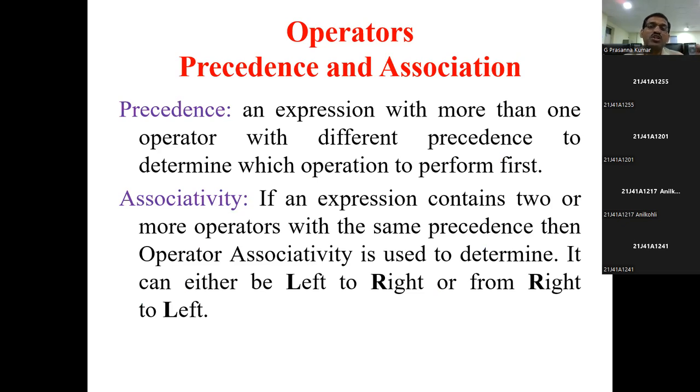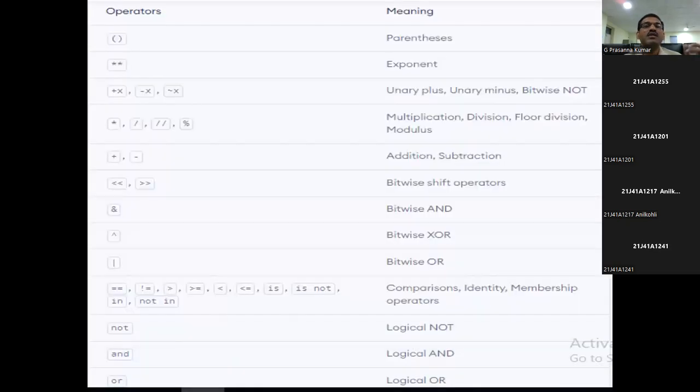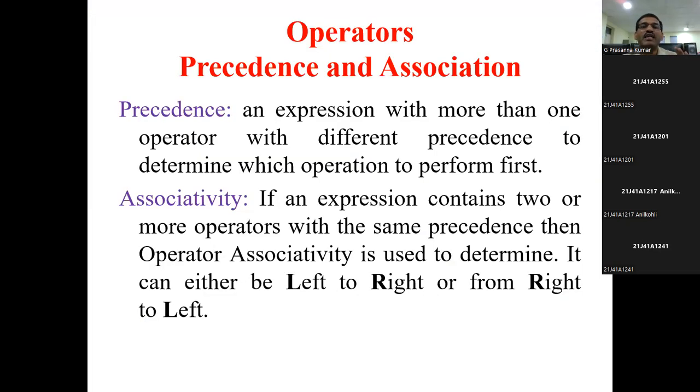Next, associativity. If an expression contains two or more operators with the same precedence, for example, addition and subtraction have the same precedence, under that condition, which operator takes the first operation? It can be either left to right or right to left, based on the operator. Okay, that is about precedence and associativity.